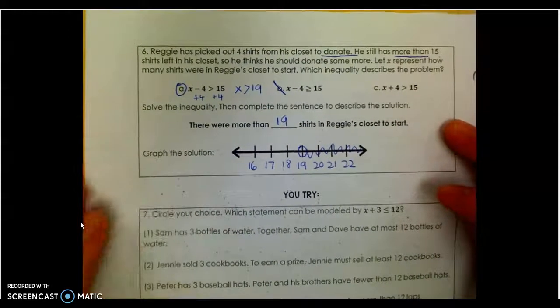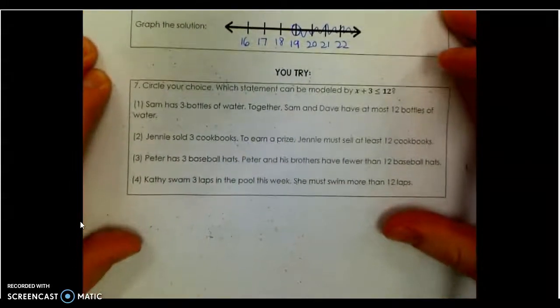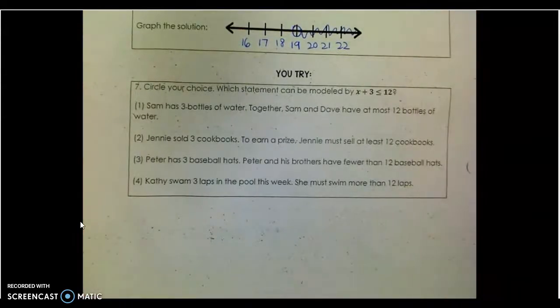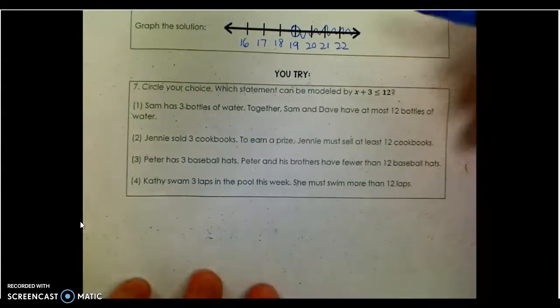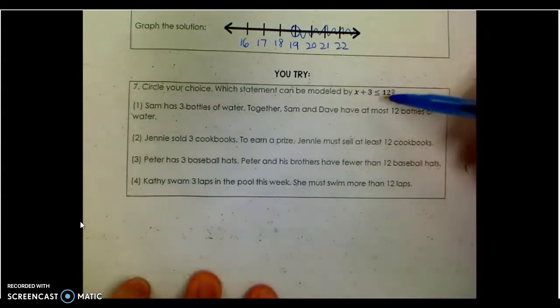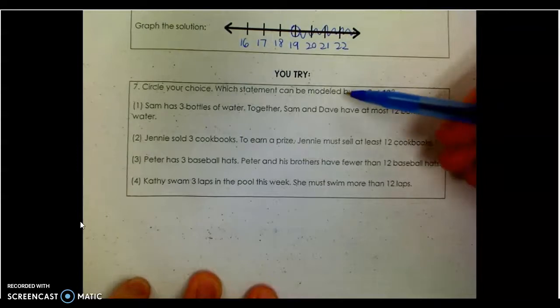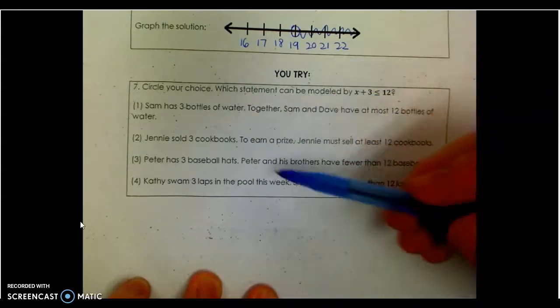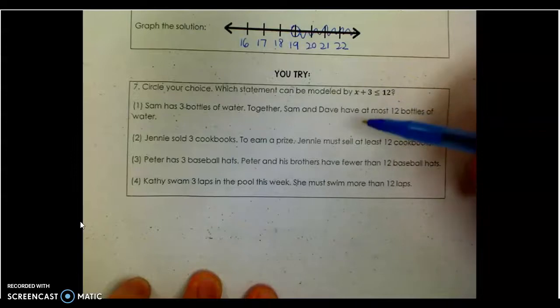Awesome. Last question. Circle your choice. Which statement can be modeled by x plus 3 is less than or equal to 12? All right. Well, we're kind of working backwards for this question. This time I'm giving you an inequality. We need to find the situation that matches.